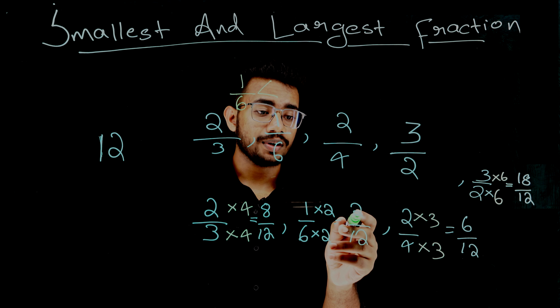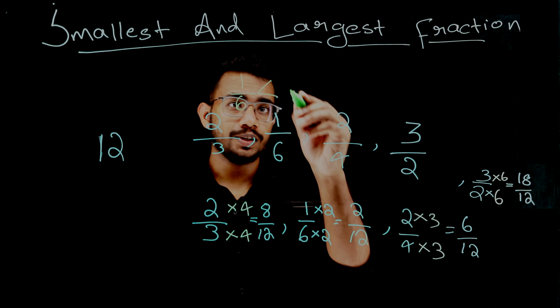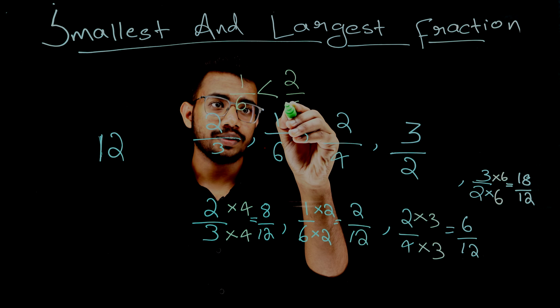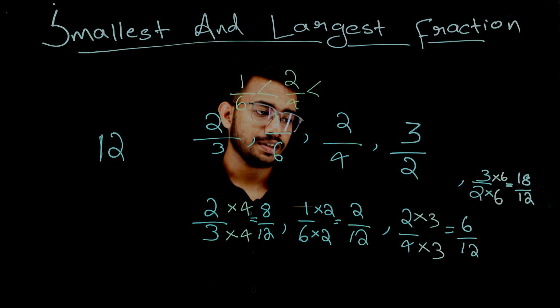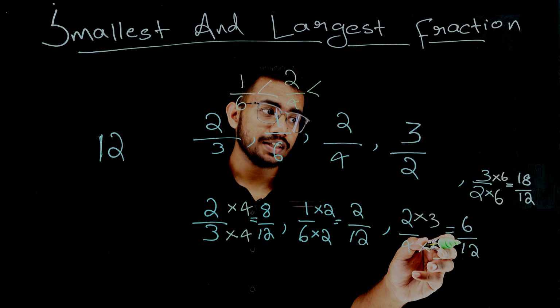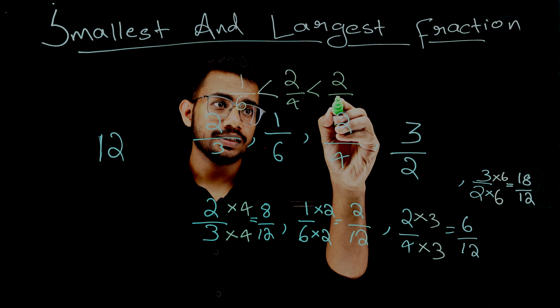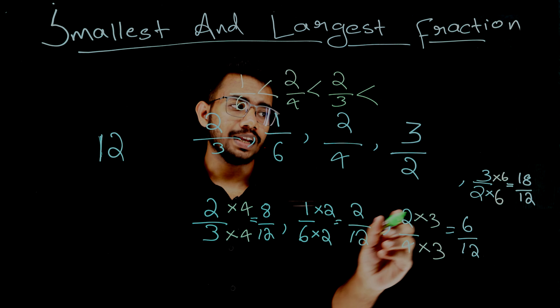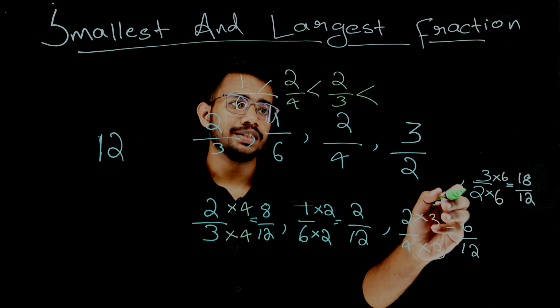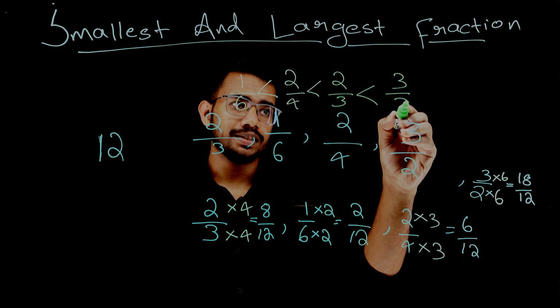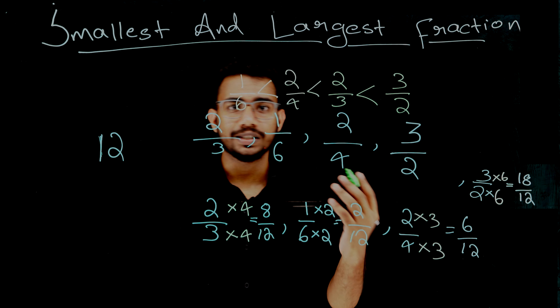After 2, I'm going to have 6 there, and that is 2 by 4. 2 by 4 less than, and then after that I'm having 8 by 12, that is 2 by 3. 2 by 3 less than, and the last one is 18 by 12, that is 3 by 2. 3 by 2, and thus I have arranged them in ascending order. I hope this idea is clear.